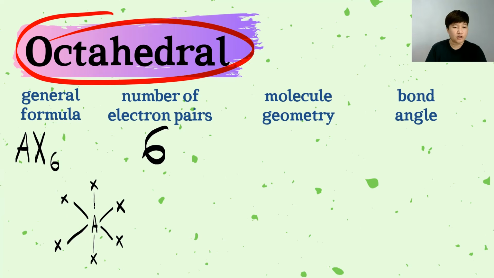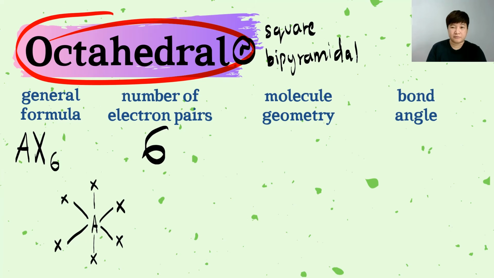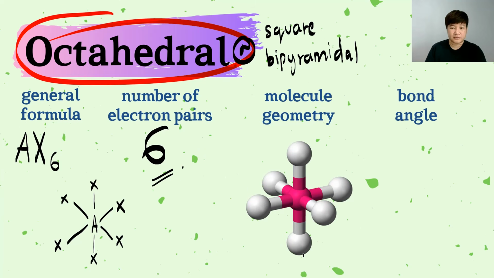Okay, linear top and bottom, and then in the center, we are going to have a square. We have another name for octahedral actually. Other than octahedral, we can call it square bipyramidal. Both are correct, both are the same thing. So octahedral or square bipyramidal should look something like this with the number of electron pairs 6. And the 3D drawing of it will be something like this.